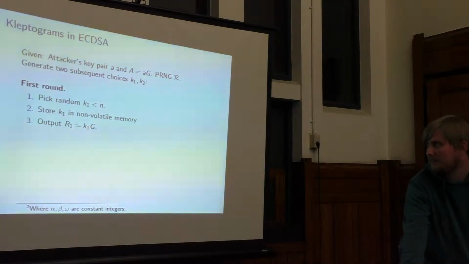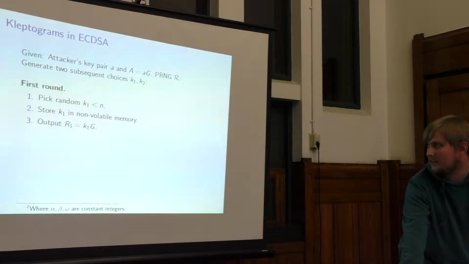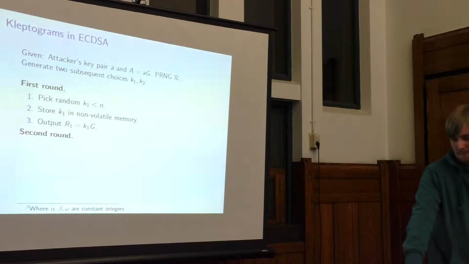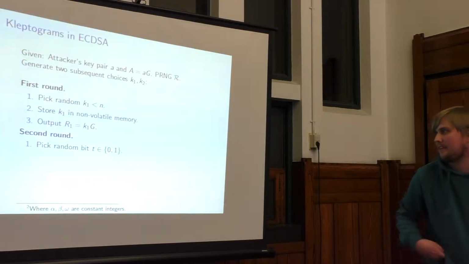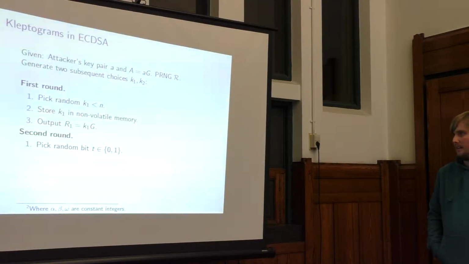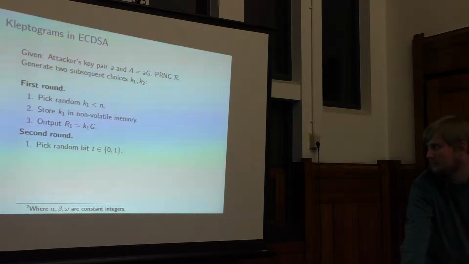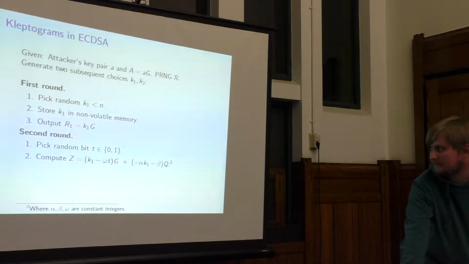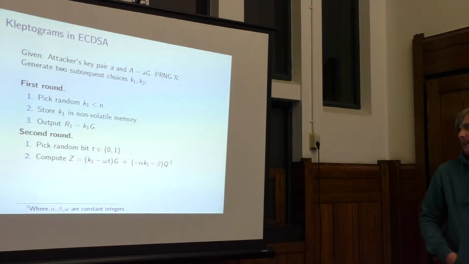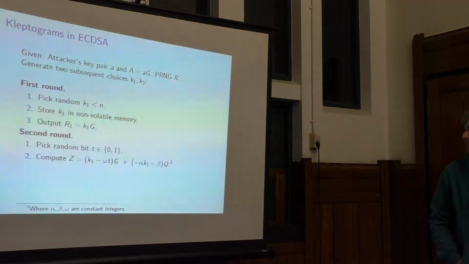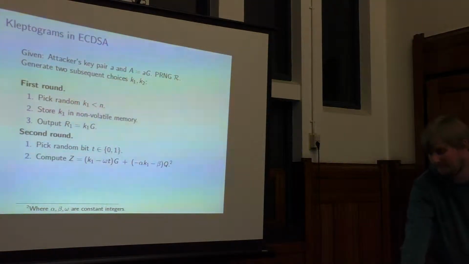But next time, when a signature is generated, the algorithm picks a random bit, 1 or 0, computes the number Z with a complicated formula.